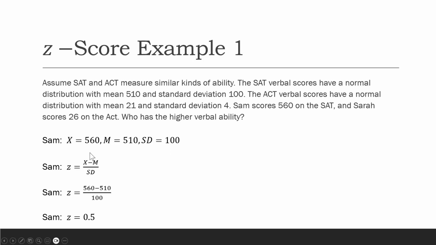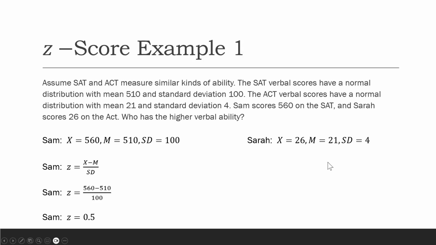Notice here it's positive and it's 0.5. So Sam's score is 0.5 standard deviations from the mean. And since it is positive, it's going to be above the mean. We can also see that Sam scored 560 and the mean SAT score was 510. So it's 0.5 standard deviations above the mean. The positive sign tells me that it's above. If it were negative, I know that it would be below the mean, and that score would be below 510.